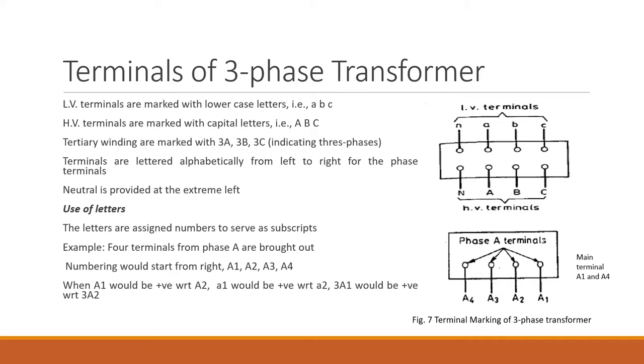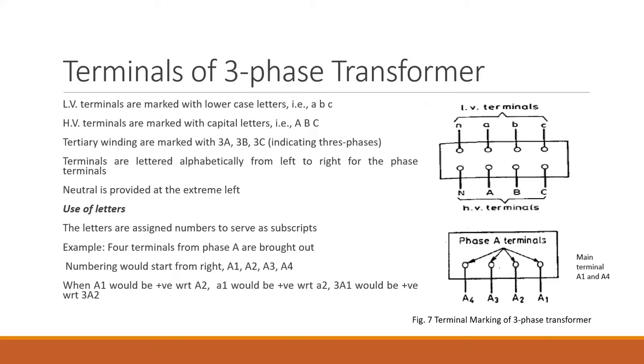Your N will be on the extreme left and the terminals will be lettered alphabetically from left to right, basically from this side to this side. And on the extreme left there will be N. You can see this in the example. The letters are assigned numbers to serve as subscripts. You can consider one example.